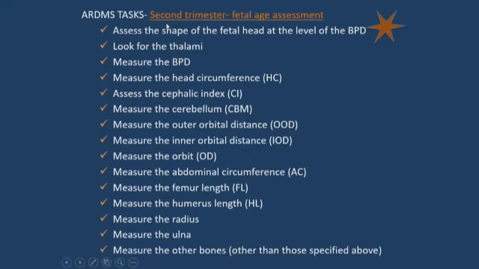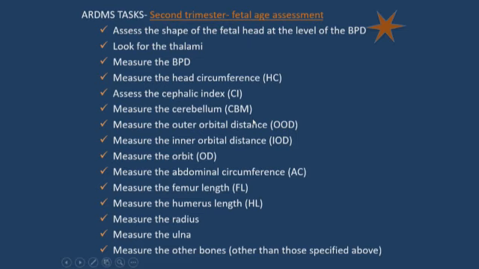So these are the things that ARDMS wants for the second trimester. You want to assess the shape of the fetal head at the level of the biparietal diameter. Look for the thalami, that's one of your main landmarks. You're going to measure the biparietal diameter, the head circumference. Look at the cephalic index, which is the ratio of the BPD to the OFD.